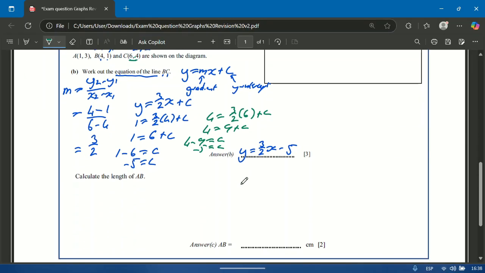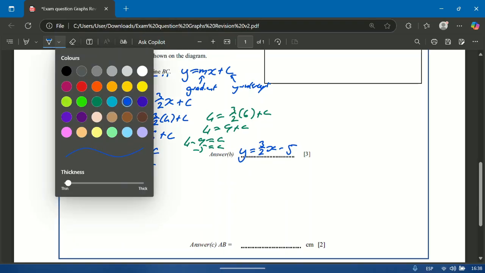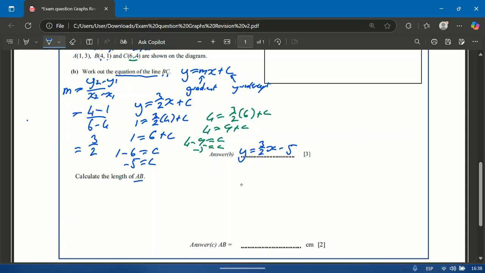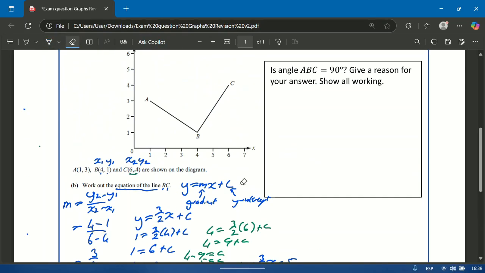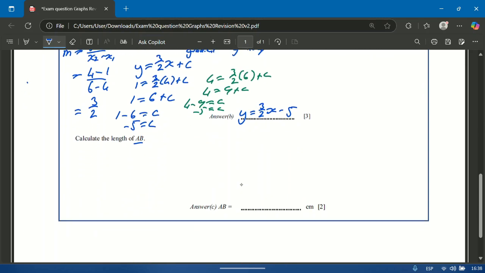Then it asks us to calculate the length of the line AB. Be careful, this is a different one now. So I'm going to relabel my points here, because now we're doing AB. We're going to make this x1 and this x2, and this y1 and this y2. Next, we need to remember the formula for the length of a line. It is the square root, because it's Pythagoras, of x2 minus x1 squared, don't forget the square, plus y2 minus y1 squared, and this line needs to go all the way.